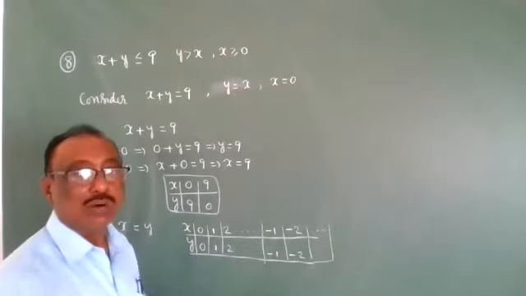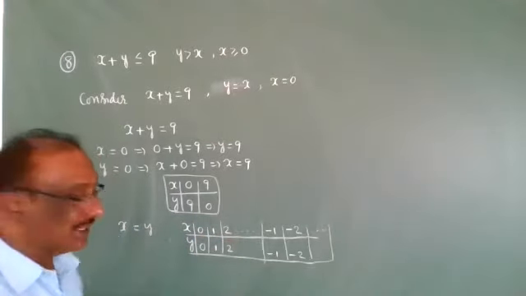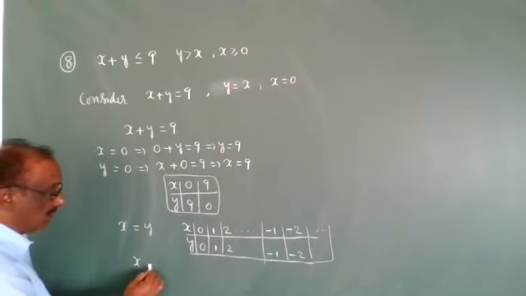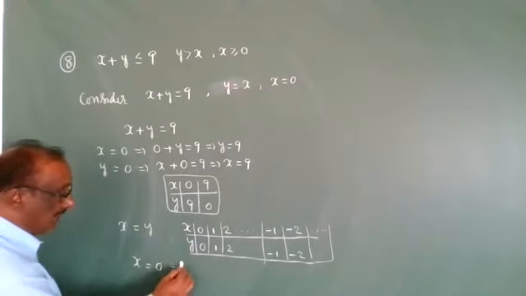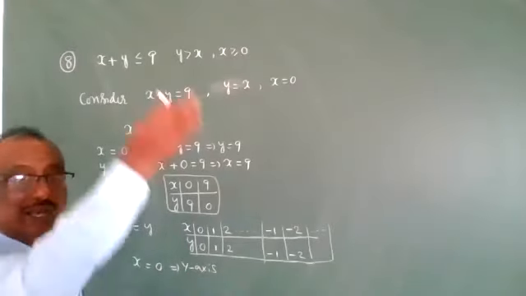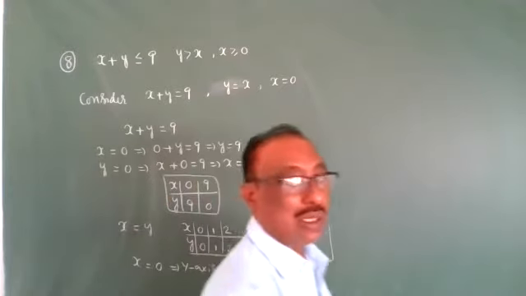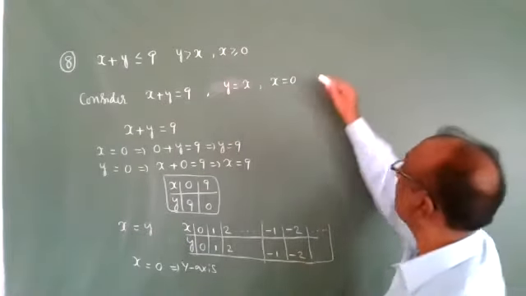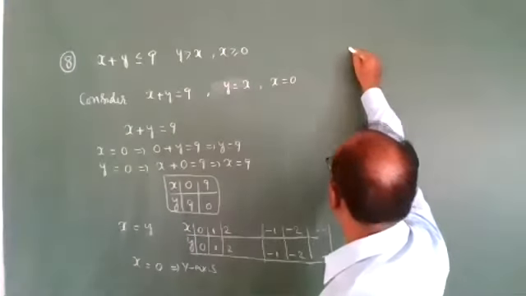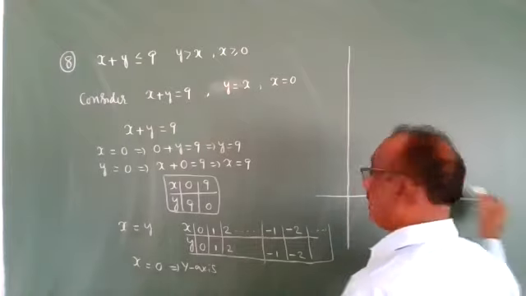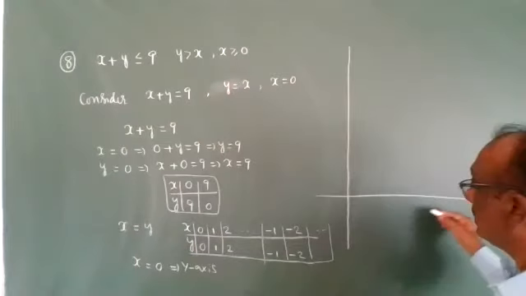Third one, x is equal to 0, the y axis. X is equal to 0 means the y axis, all points on the y axis are zeros only. X is equal to 0 means the y axis. Right, everyone, draw the graph now.